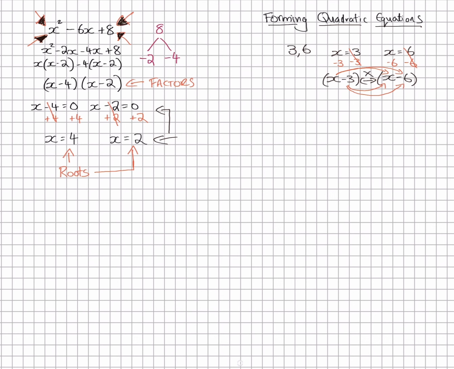x multiplied by x is x squared. x multiplied by minus 6 is minus 6x. Minus 3 multiplied by x is minus 3x. Minus 3 multiplied by minus 6 is minus by minus is a plus, and 3 6s are 18. Now we can simplify. We can simplify by adding or subtracting like terms. And I've just underlined them there. So we have x squared minus 6x minus 3x is minus 9x plus 18.